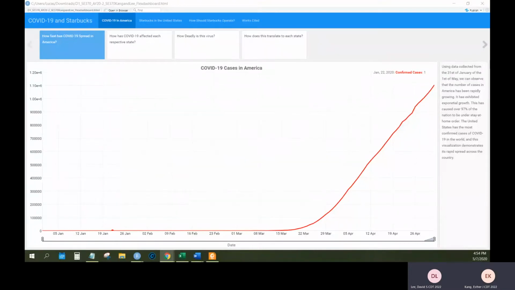Today we'll be providing you with a brief and recommendations with regard to COVID-19 and Starbucks. So first, we'll be talking about the current status of the coronavirus outbreak.